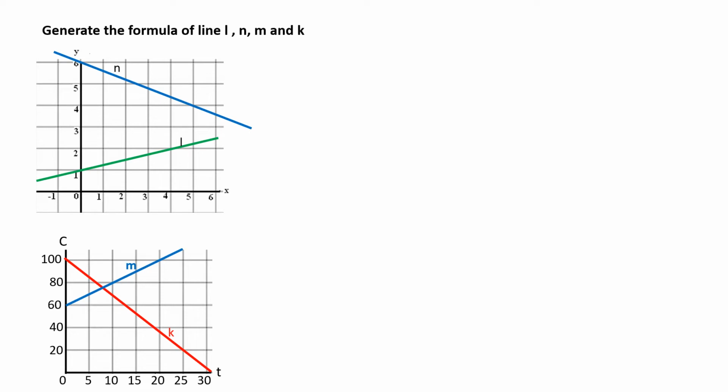Okay, these questions are a little bit more complicated, but we can handle them. First, we're going to write down y equals ax plus b for line L. Well, first start with the b. It's always easier. Where do you intersect the y-axis? Well, it's at 1, so the b is 1.